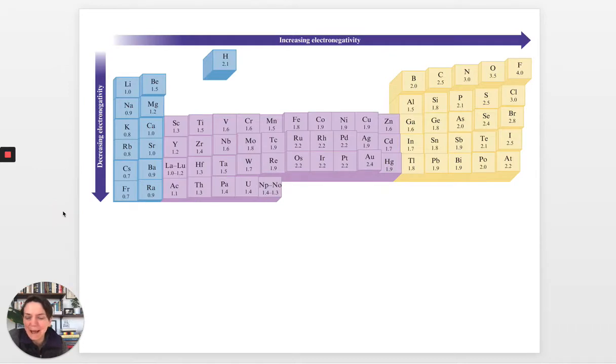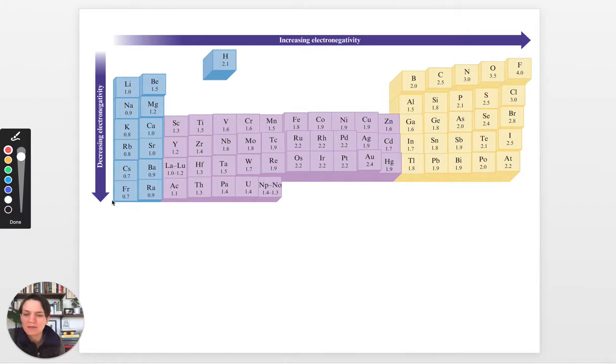Yeah, it is. Okay, so we've already talked a lot about bonding in this class, and I've already introduced you to this concept of electronegativity and our periodic table. So we have electronegativity increasing as you go across a row, decreasing as you go down a column.